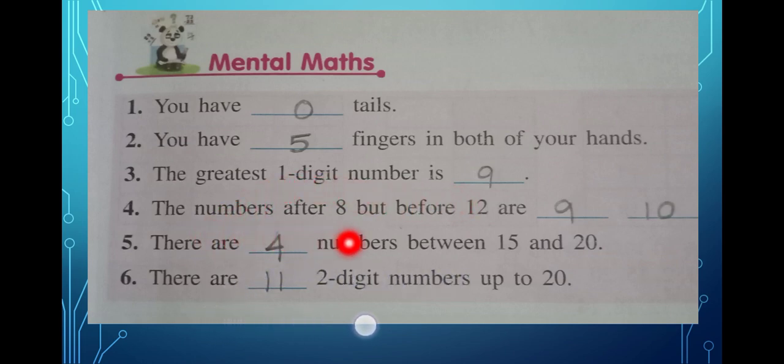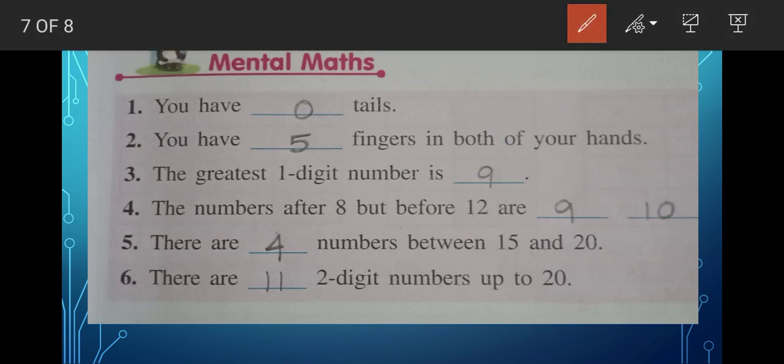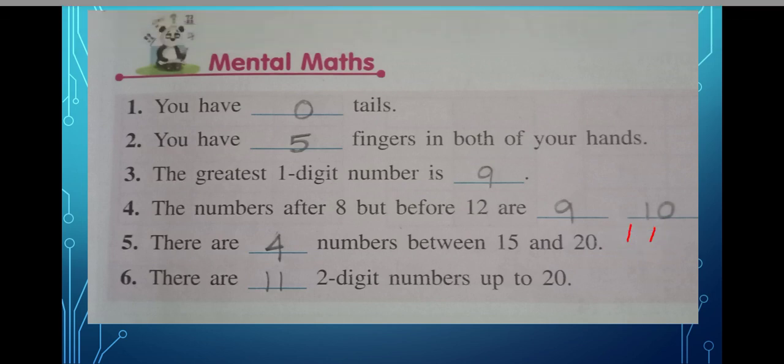Now the numbers after 8 but before 12. That means after 8 before 12 means between. Between what are the numbers? You have to write down. So the numbers are 9, 10, and one more number should be there. It has not come here. I will write it here. You write in the gap 11 also. You write, children. The numbers after 8 but before 12 are 9, 10, and 11.